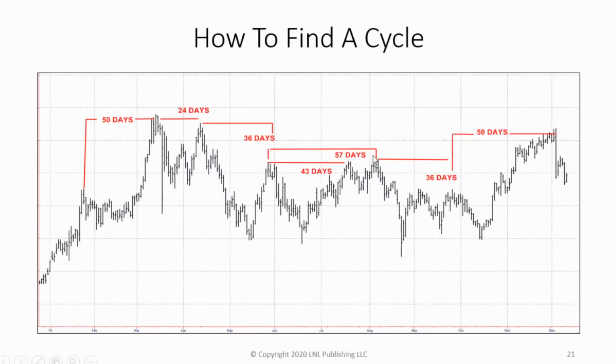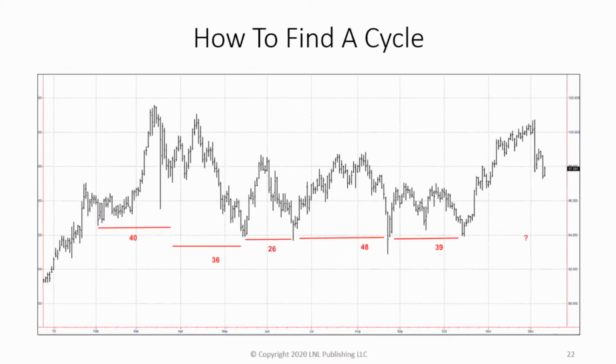From here to here, 57 days. From here to this peak, 36 days. From here to here, 50 days. So I had a pretty good idea of how the peak to peak count in a market, or you could do low to low, it doesn't matter. Here's looking at low to low. We had a significant low here and here, 40 days from here to here, 26 days, 48 days, 39 days.